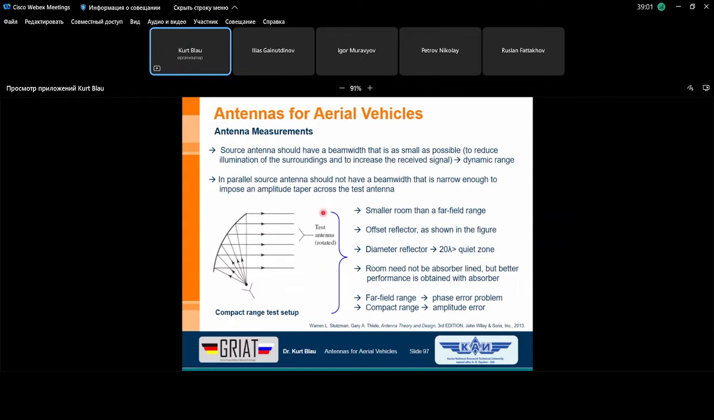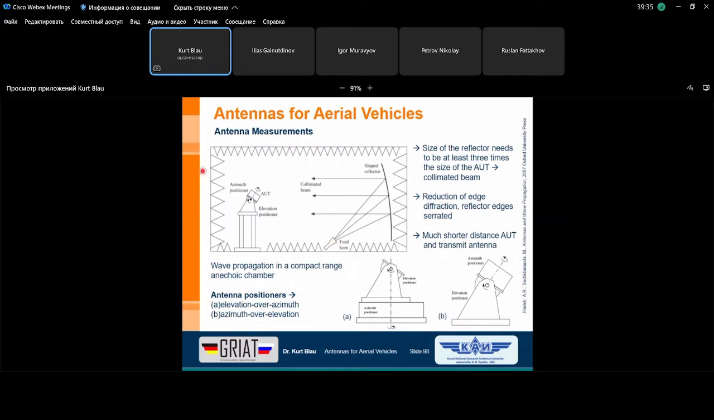But in every case, on this side here, there should also be an absorbing wall. It means the wall should not produce large reflections, because then we have an interference between the main reflector, which has a higher reflection coefficient, being metallic, and what comes from the wall. So we have to avoid this.